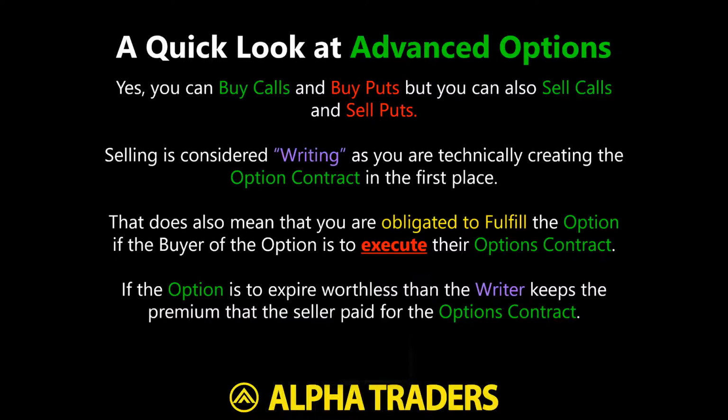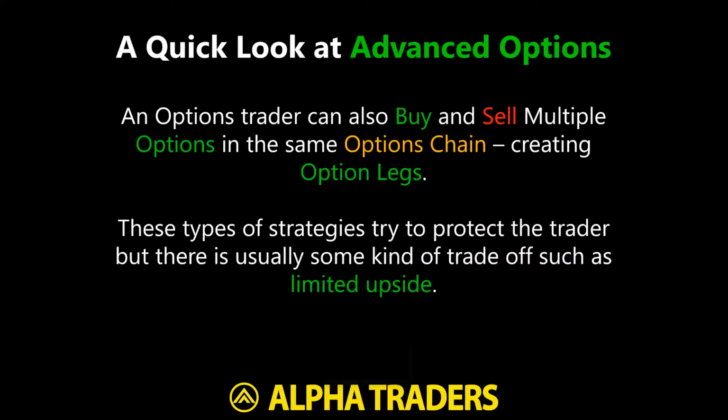If the option is to expire worthless, then the writer keeps the premium that the buyer paid for the options contract. So remember how we talked about your $690 for AMD expiring worthless? Well, that guy got paid $690 and he's keeping that money. An options trader can also buy and sell multiple options in the same options chain, creating option legs. If you remember back to the terminology video, we talked about options chain and we talked about legs. We talked about how you can have multiple options, buys and sells within the same order to create a strategy.